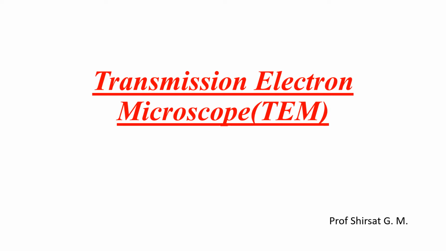There is one difference. In SEM, the secondary electrons that are reflected back from the surface are collected by the detector, and accordingly we can get an image. In a transmission electron microscope, the electron beams that are incident on the sample are transmitted through or absorbed by the sample, and are collected, and accordingly we can get different images on the screen. So that is the basic difference between SEM and TEM.